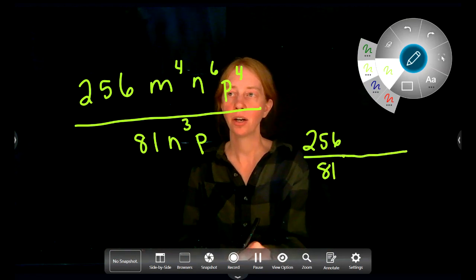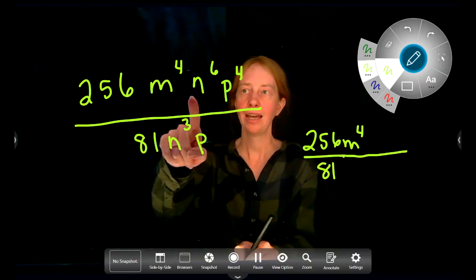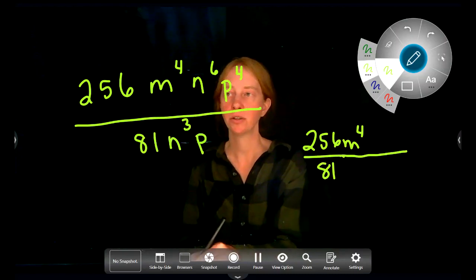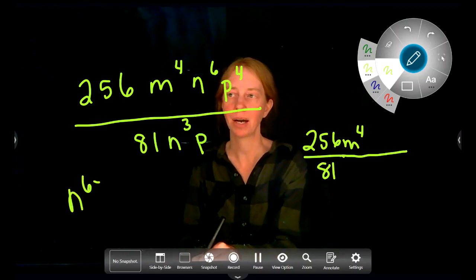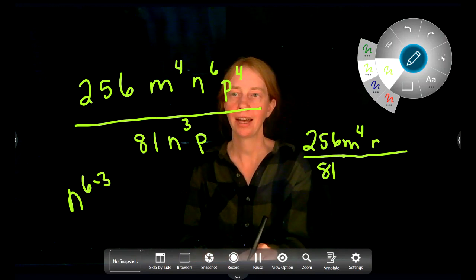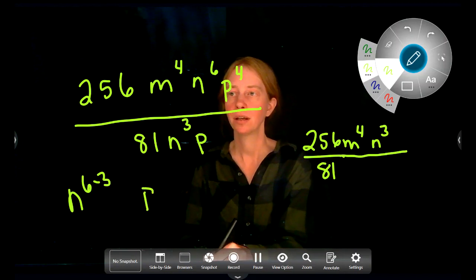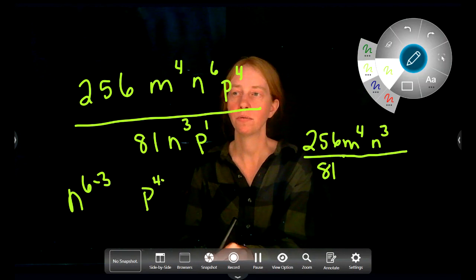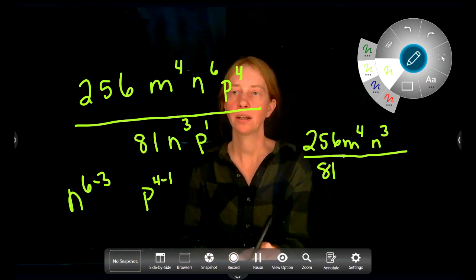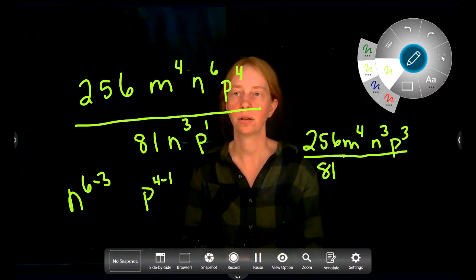So the m, there are no m's on the bottom, so we're going to keep that m to the fourth. N to the sixth divided by n to the third, that's n to the 6 minus 3. So we have n to the third. And we have this p to the fourth. And we have, think about this as a silent 1, p to the fourth minus 1. Okay, so that equals p to the third.